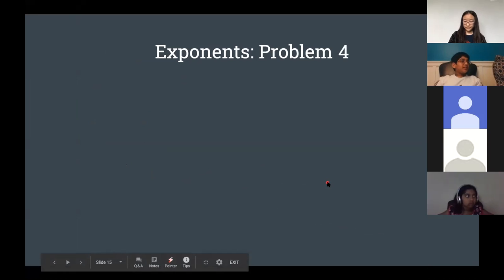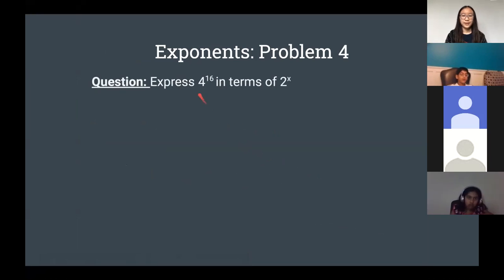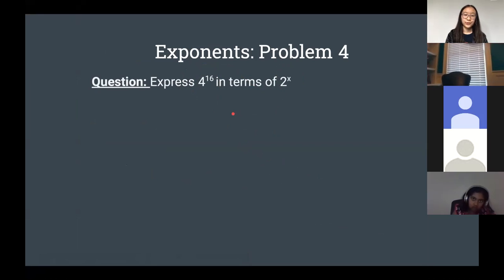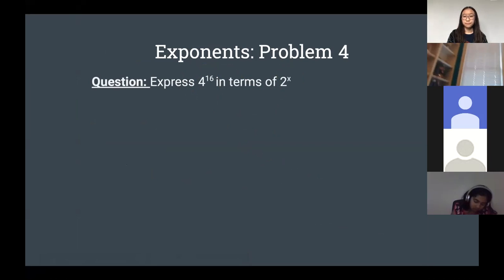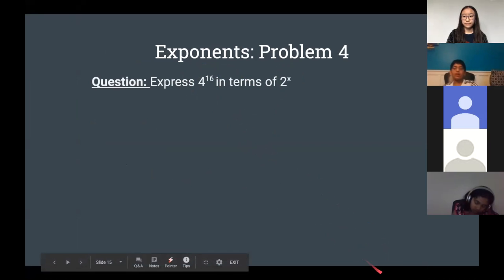Okay, back to this. Now we're on problem 4. So express 4 to the 16th in terms of 2 to the x. Now you should remember that 4 is 2 squared. This one's a little bit harder, so don't worry if you don't know how to do it.